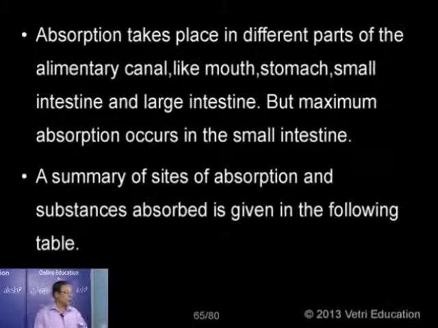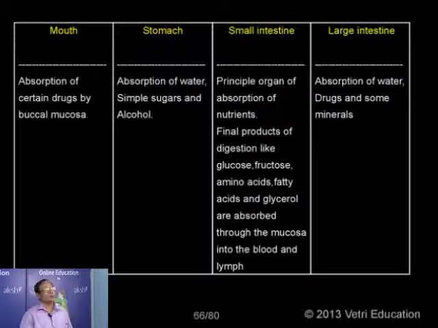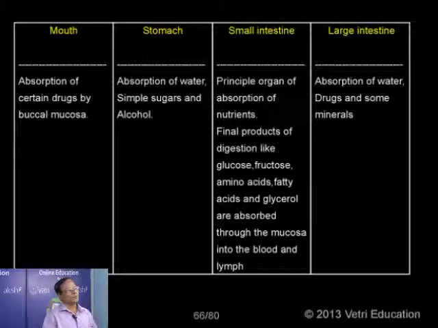Now, we have the following tabular column which shows the various processes of absorption in different parts of the digestive tract. What are the different places of absorption and what are the materials being absorbed in these places? Let's have the tabular column, a summary of the various sites of absorption and the materials absorbed in these areas. If you take the mouth region, only a small, negligible concentration of drugs is absorbed in the mouth cavity. And in the stomach, though it is a place of digestion, we have a small amount of water absorption, a small amount of simple sugar absorption, and some of the alcohol is also absorbed in this region. So the stomach is not the major part of absorption. Some materials are absorbed.